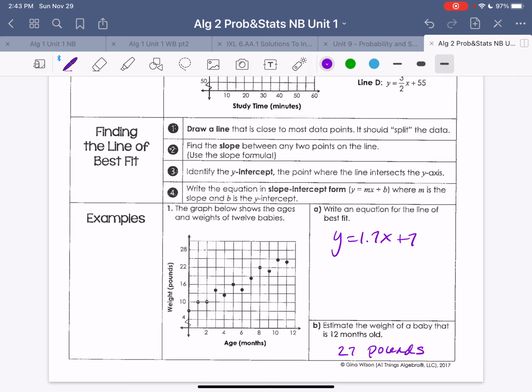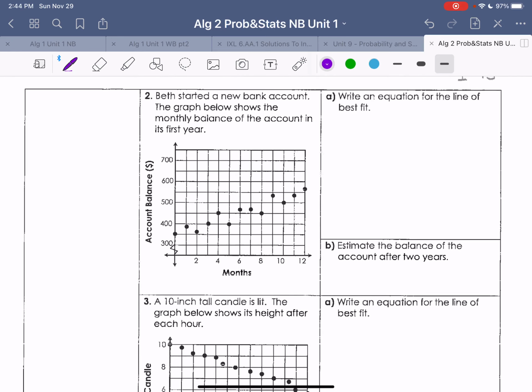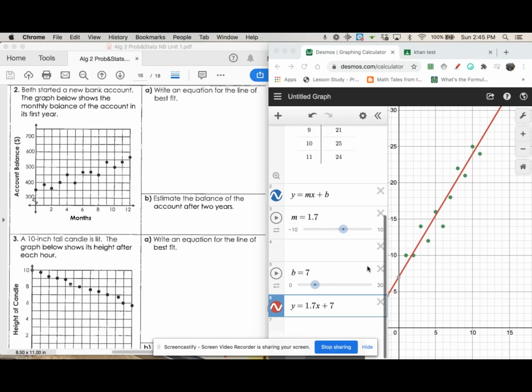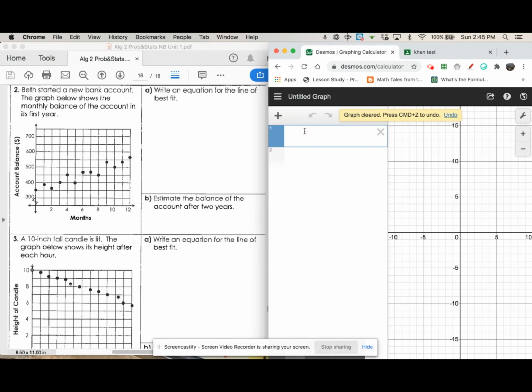So we are going to go to the next page, and we've got a new question. Beth started a new bank account. The graph below shows the monthly balance of the account in the first year. So we're going to go back to Desmos and draw this graph to get the equation of this line. Okay, so now we're on number 2 on the next page. We're going to go and get a new blank graph.